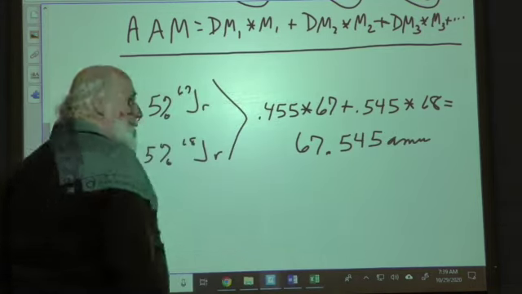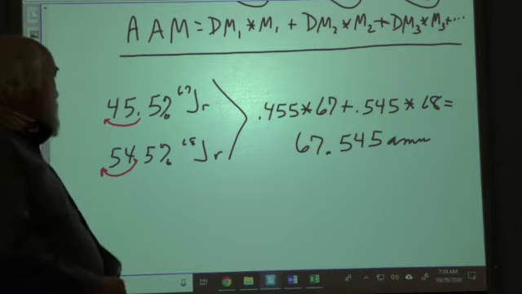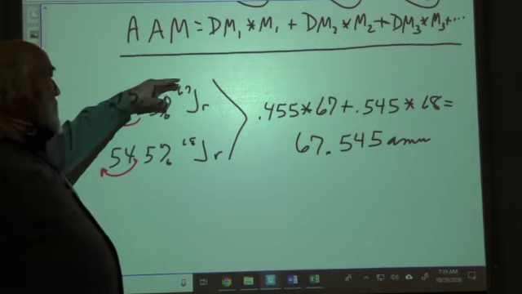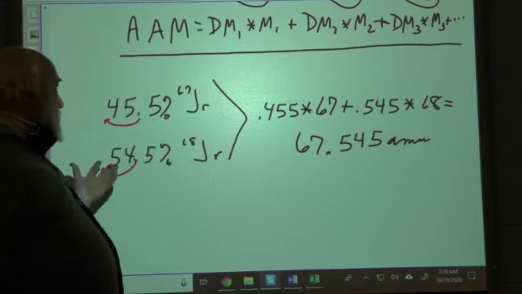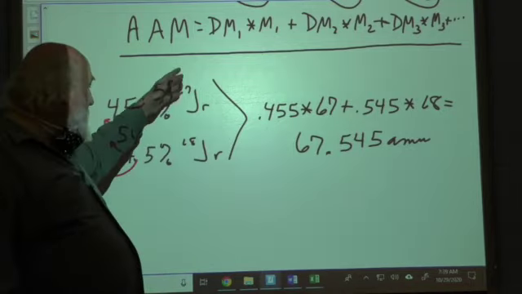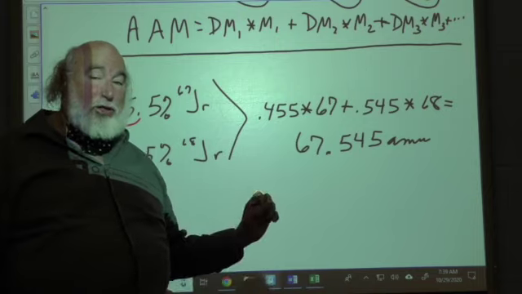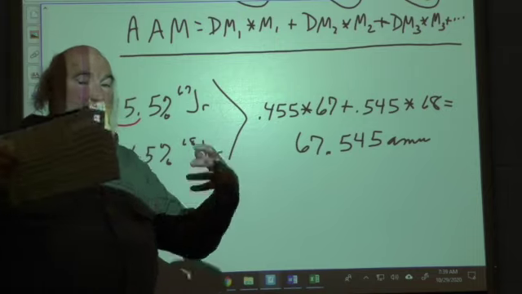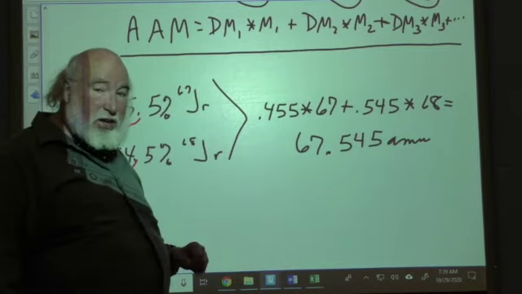AMUs. There's my answer. Now note that the answer always has to be between the smallest of your isotope, in this case 67, and the largest of your isotope, 68. And indeed, this answer is somewhere between 67 and 68. After all, it is called an average. An average is a number that is in the middle of all the data that you've collected and analyzed in this process.